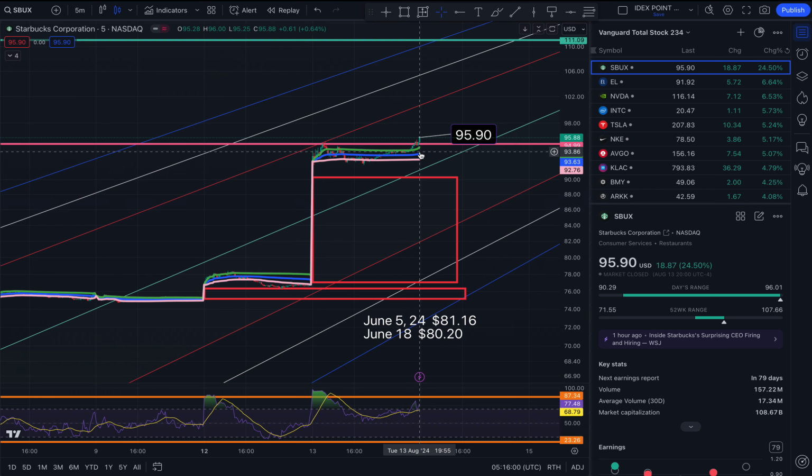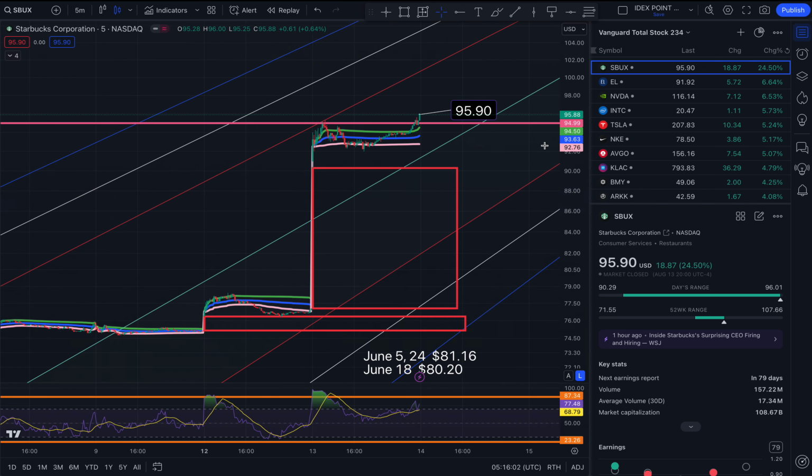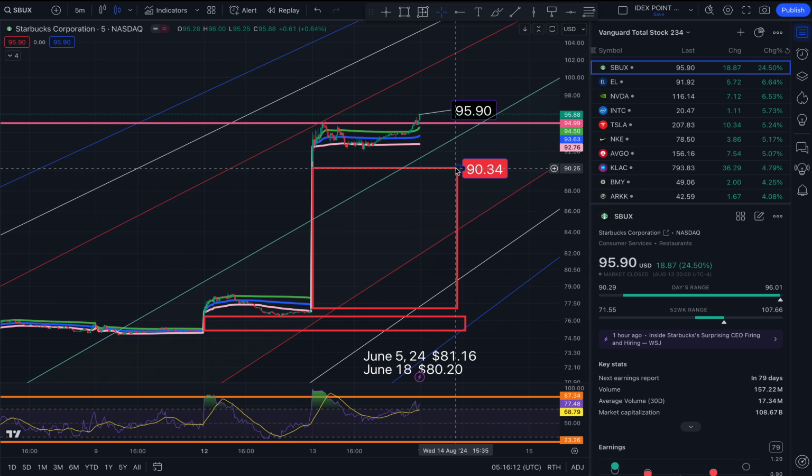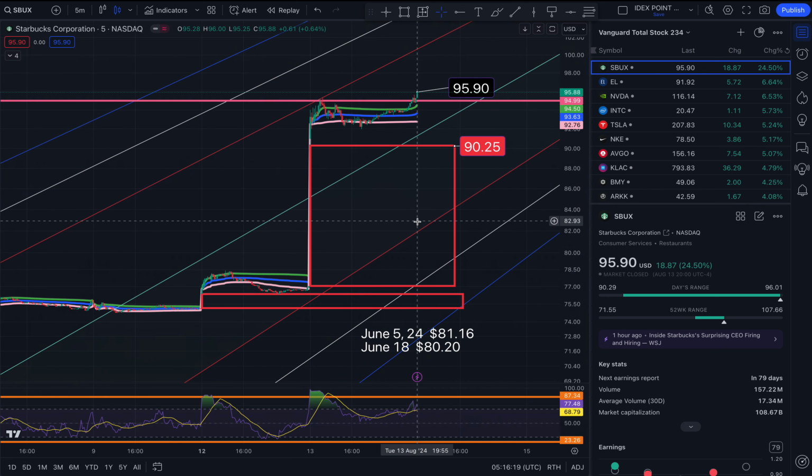109.91, the blue line VWAP 93.63. This gap begins at roughly, let's clean that one up just a hair, maybe right there, 90.25, okay, and 81.99.